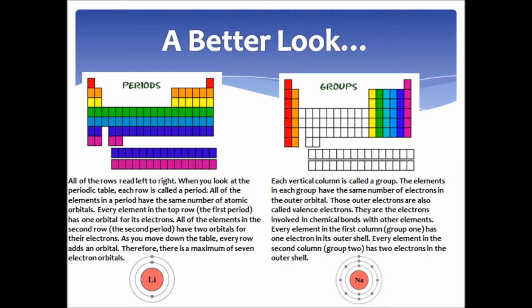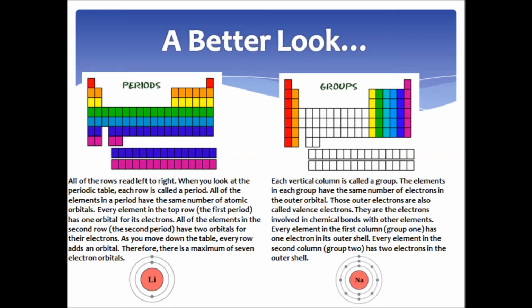Every element in the first column, group 1, has 1 electron in its outermost shell. Every element in the second column, group 2, has 2 electrons in the outermost shell. And you just keep going, just as we did with periods.